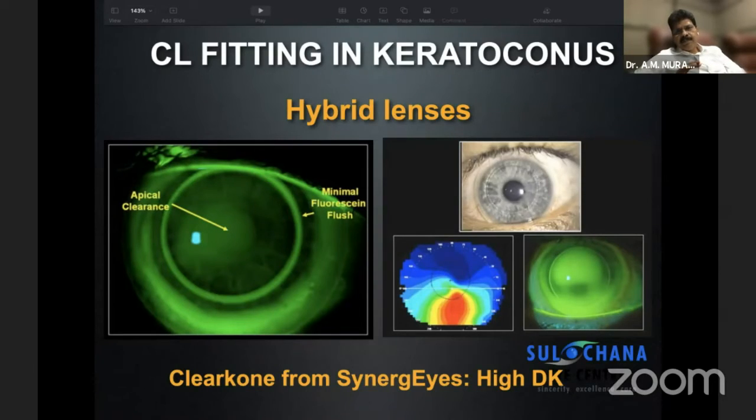Make sure that you don't stain these lenses with normal fluorescein, because the skirt around will get stained and the fluorescein will enter into the lens. You always have to use the high molecular weight fluorescein only. That you have to keep in mind.